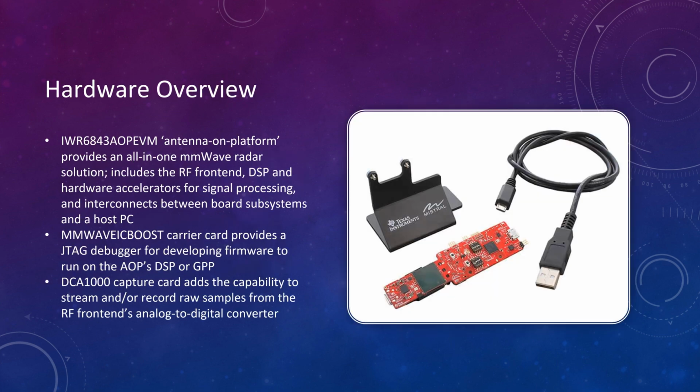Hardware overview. For this project, we chose the IWR6843AOPEVM antenna on platform, which is a solution provided by Texas Instruments that provides an all-in-one millimeter wave system, which includes the RF front end, DSP and hardware accelerators for signal processing, and all the interconnects between the board subsystems and a host Windows PC. In addition to the main radar board, there's also a carrier card called the Millimeter Wave IC Boost, which provides a JTAG debugger for development purposes, and a DCA 1000 capture card, which adds the ability to stream or record raw samples from the ADC on the RF front end.